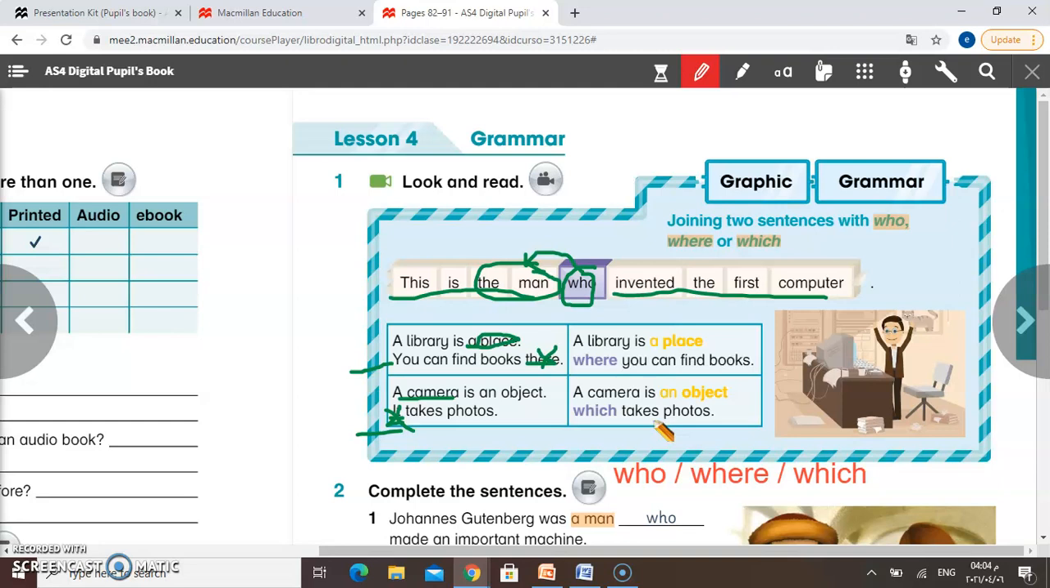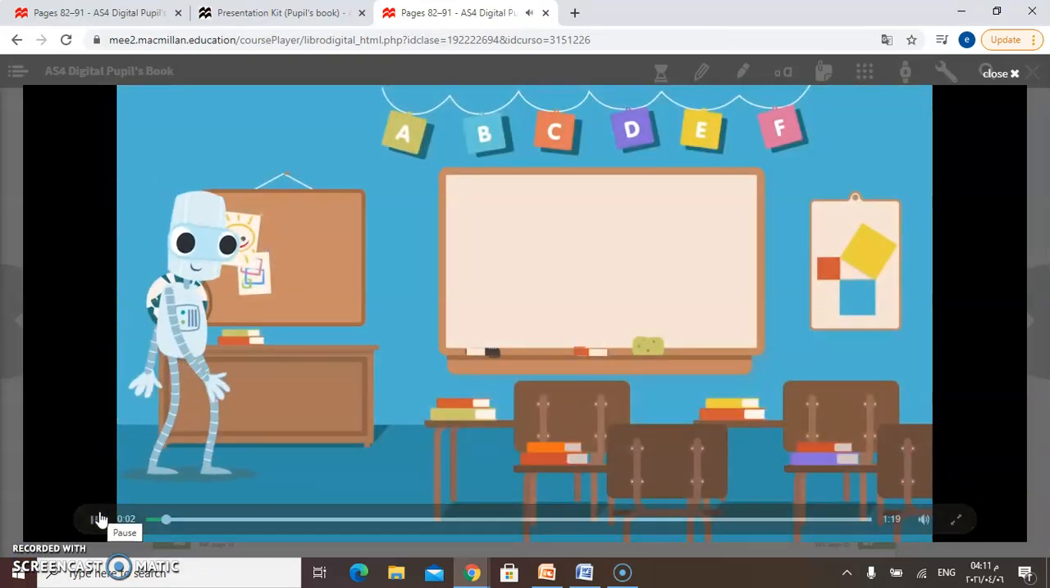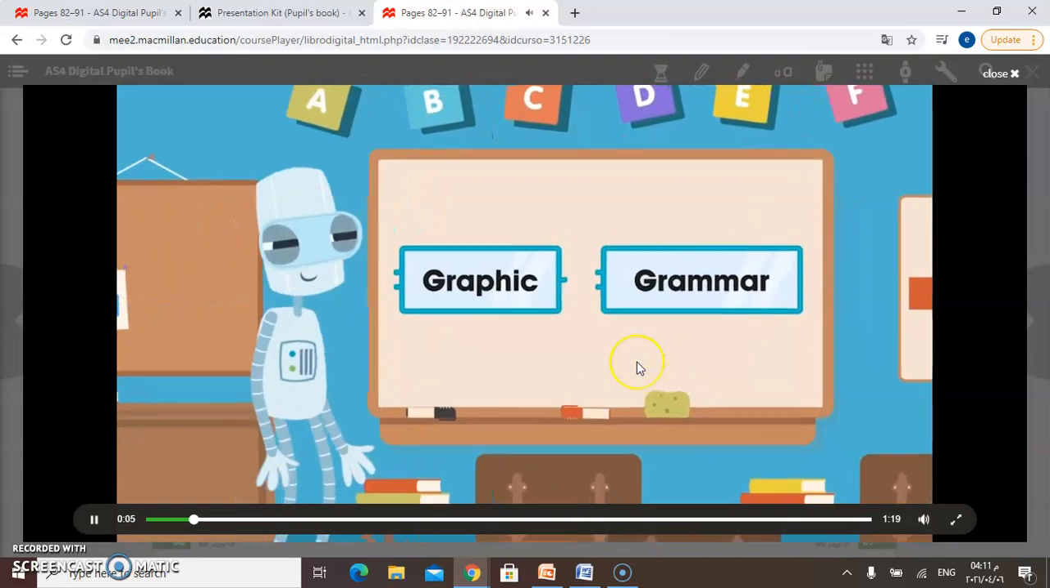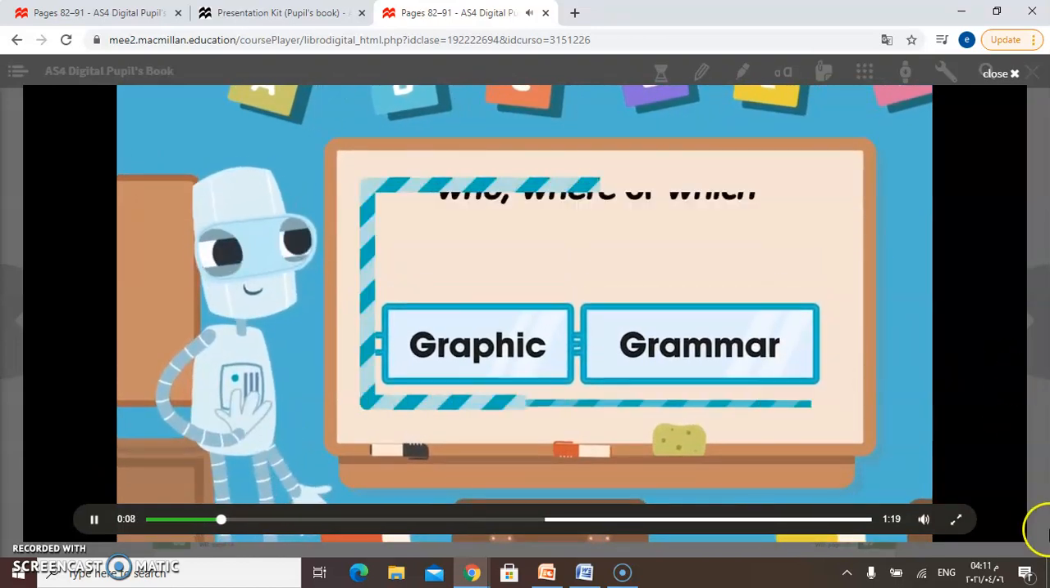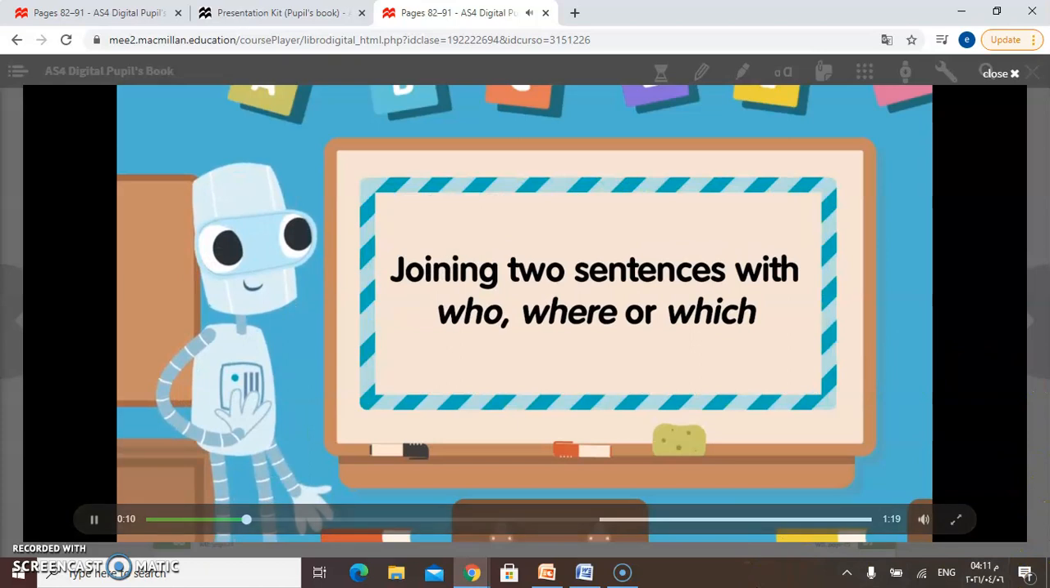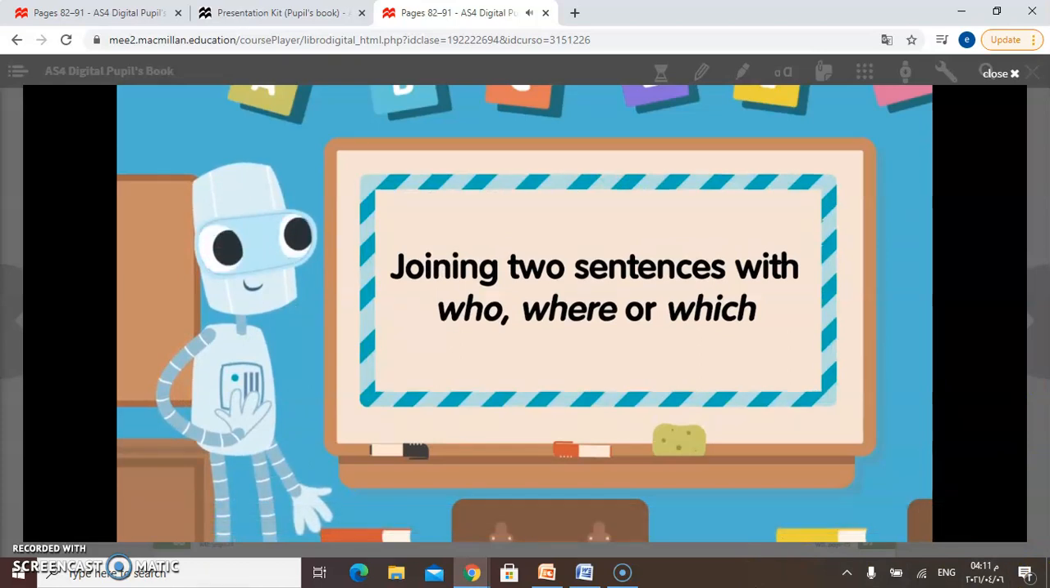Steps for adding relative clause. You have to decide the repeating noun. Delete the second noun from the second sentence. Number 3, put relative clause at the beginning of the second sentence, then join them together. طبعا بنضيفهم مع بعض. Okay, now we will watch this graphic grammar, then we will complete. Joining two sentences with who, where, or which.